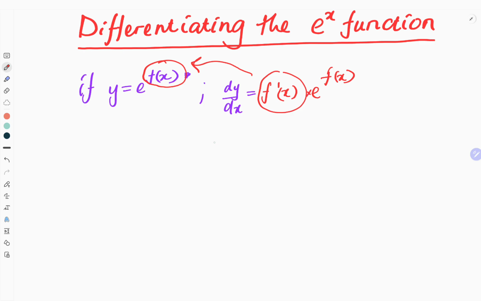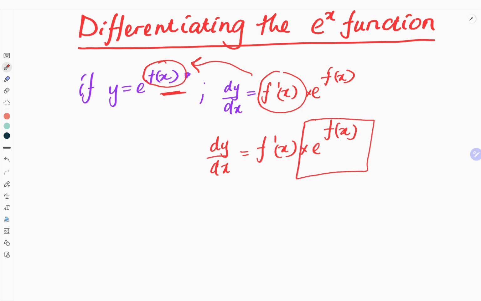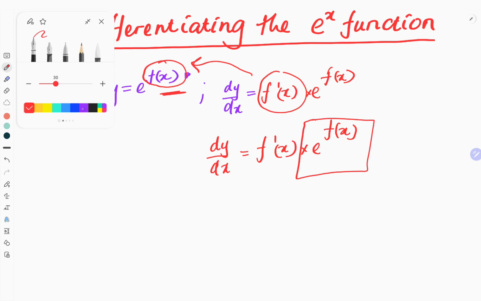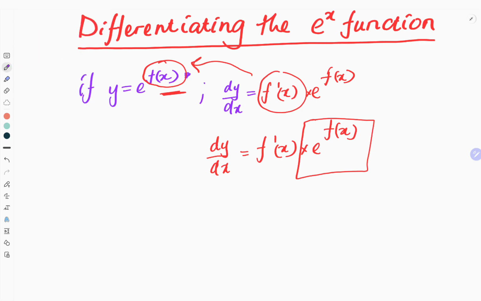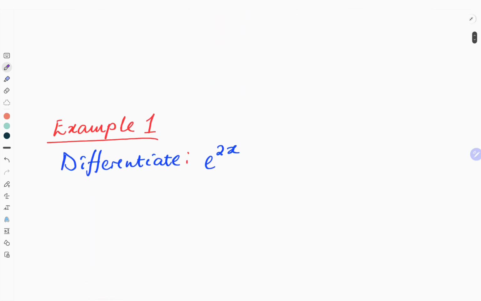So in simple terms, dy dx will just be equal to the first derivative of f of x, the derivative of that function, multiplied by e to the power of f of x. You just rewrite the whole thing here. And that is how you determine the first derivative of an exponential function. Okay, let's get into some examples.